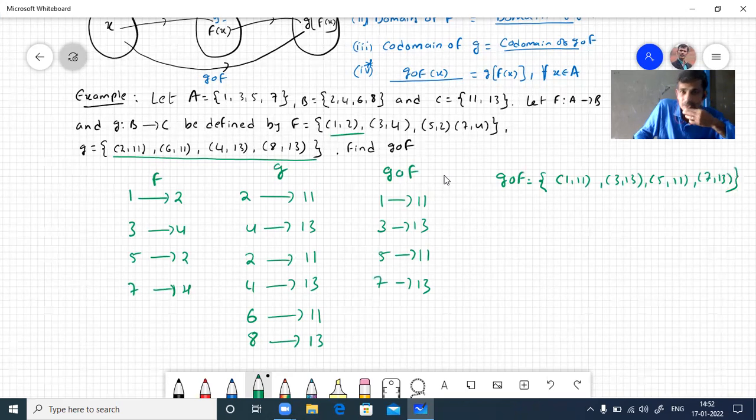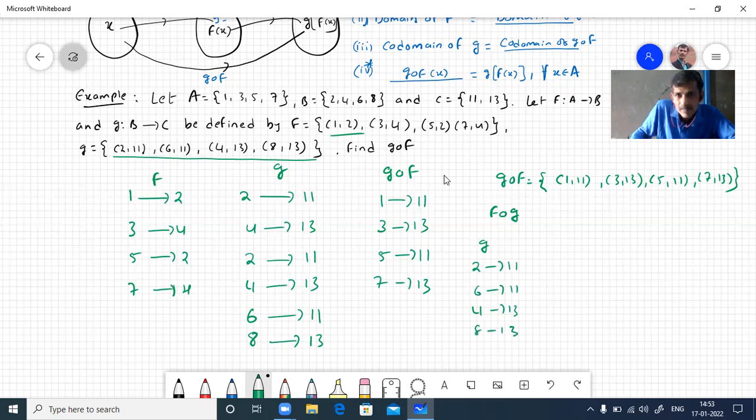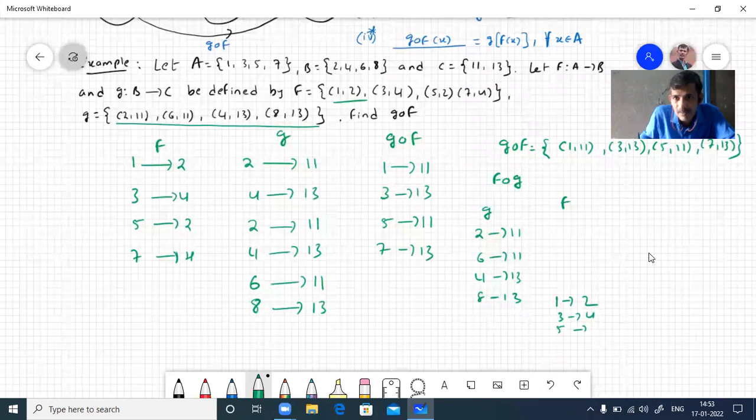See, suppose you want f circle g. First we have to write g. What kind of ordered pairs are there in g? 2 maps to 11. Next, 6 maps to 11. 4 maps to 13. 8 maps to 13. Next we have to write f for f circle g. So f means 1 maps to 2, but 1 is not here, so we can write aside. 1 maps to 3, no, we do not have. 5, we do not have. 5 maps to 2, 7 maps to 4.